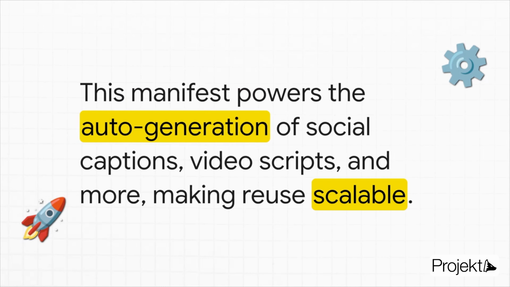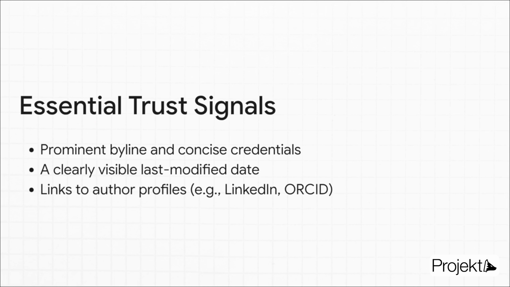And so what? Why does that matter? Because this manifest is what allows you to automatically turn these blocks into totally different assets. Just imagine systems that can auto-generate your social media posts or snippets for a video script or lines for an email, all pulling from these perfectly structured machine-readable blocks. It's a game changer.